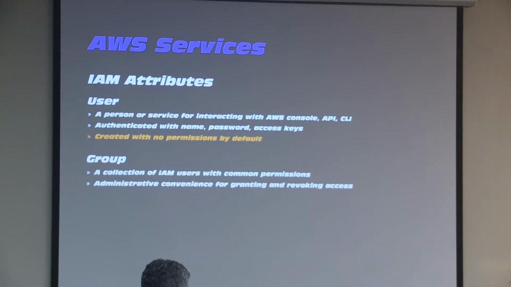Again, some of the attributes: we've got a user. It's really no different than what many of us would consider a user. It's a person or service that is able to log into the AWS Web Console. You can use the API using your API keys. You can also use the command line interface with the AWS CLI. It's authenticating with a name, password, access keys, but by default, users are created with no permissions, not even the ability to change their own password. So kudos to AWS. They've done a really good job with IAM on locking down an environment. You literally have to go in and explicitly grant permissions through policies and group settings.